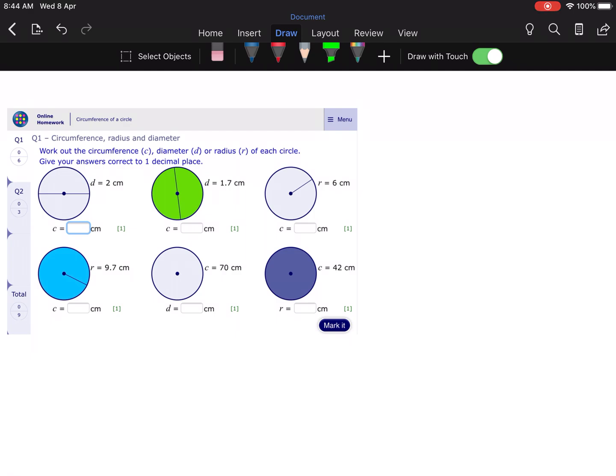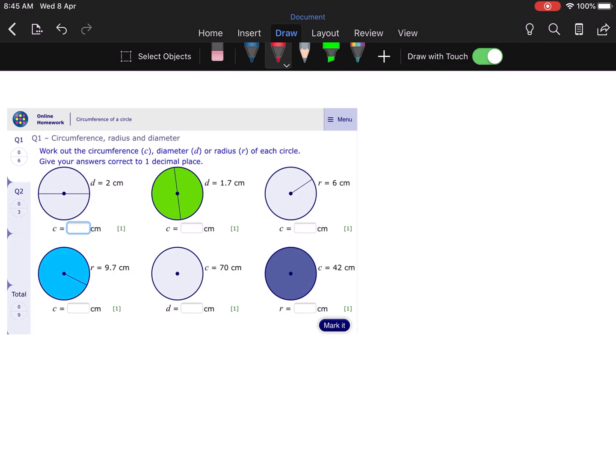So, this is the second task that you've been asked to do this week. This is circumference of a circle, and the live lesson we did the other day was to do with the area of the circle.